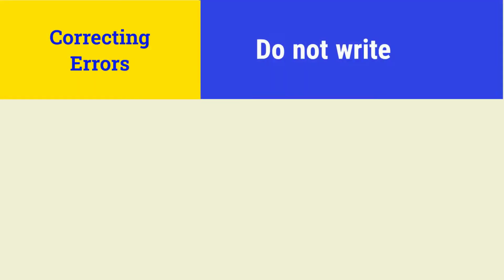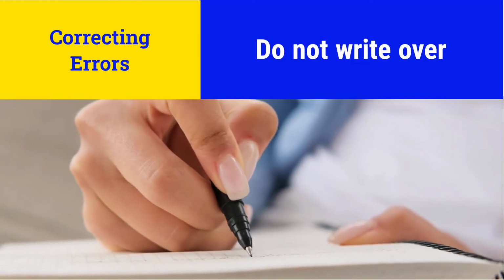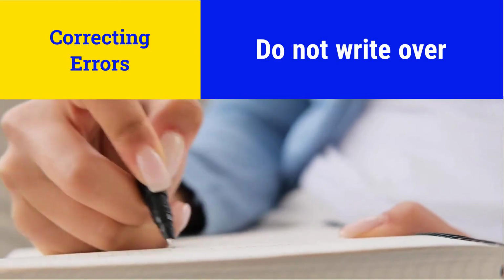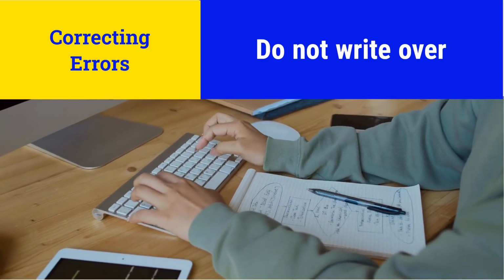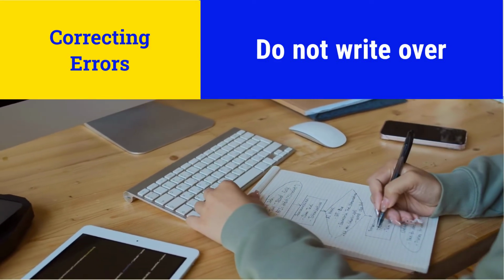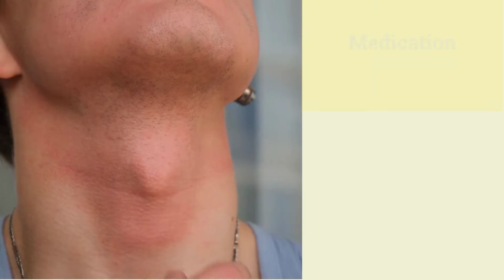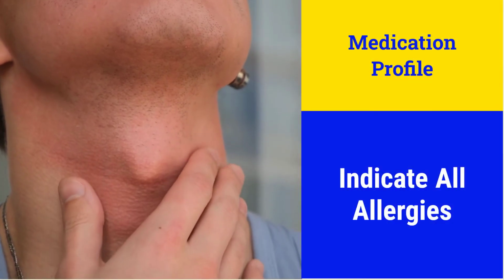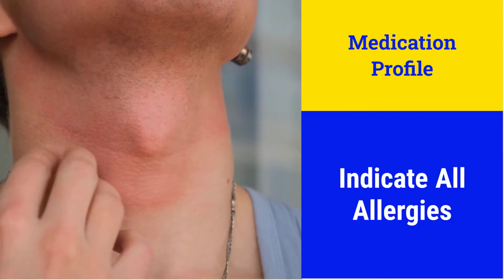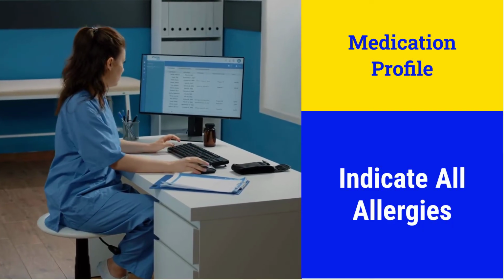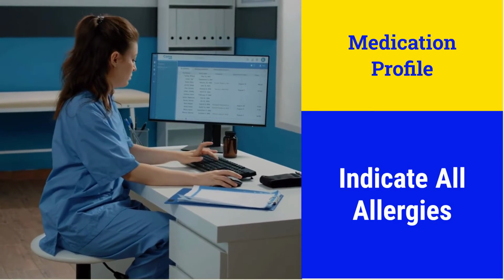In case of an error, do not write over it, and do not use white out or black out the error. To correct a handwritten error, draw a single line through the error, initial and date it, then make your correction. All allergies that the patient has must be indicated in the medication profile. If no allergies, do not leave it blank, put no known allergies.